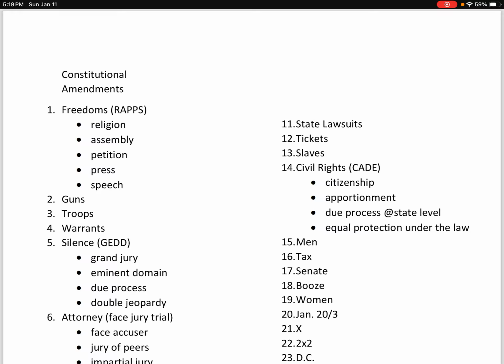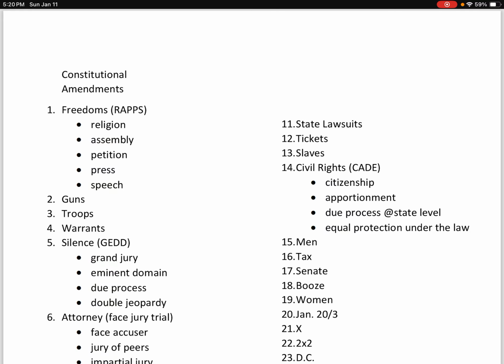Number 4 is warrants. You can have no illegal search or seizure. Many times this especially had to do with customs officials. They would look through goods that were being sent out through the ports, especially looking for smugglers, which did happen quite a bit. But you need probable cause, and oftentimes they were just searching through goods and trade goods for no reason.